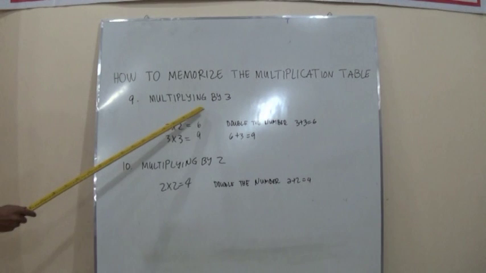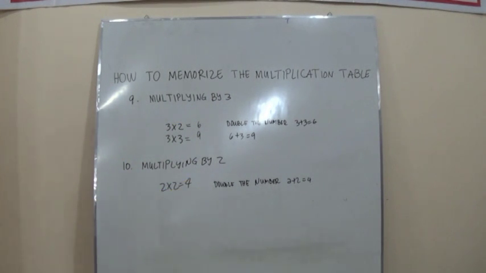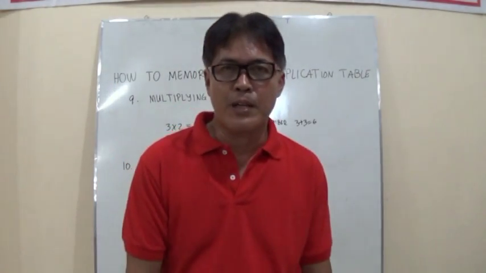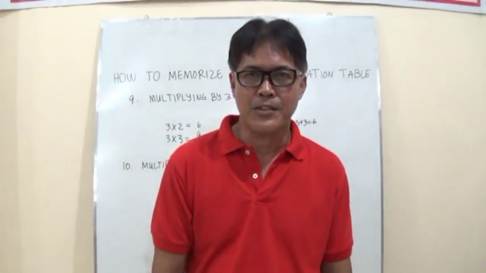In multiplying by 3 and 2, there is no need for further explanation because these are the easy ones. And we have eliminated almost all the combinations. That's all, and thank you for watching.